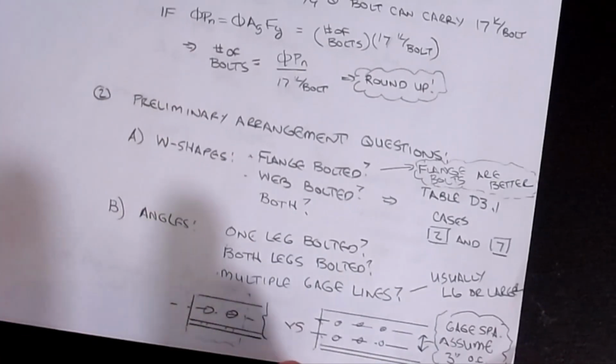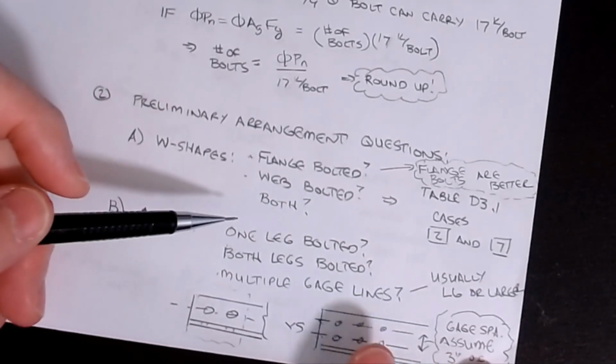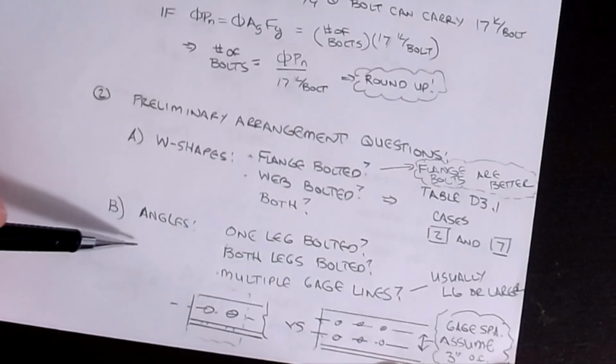So you have to have a really big angle or a really big member to be able to put multiple gauge lines into an angle. Those are some of the questions that I'm looking at with regards to angles.